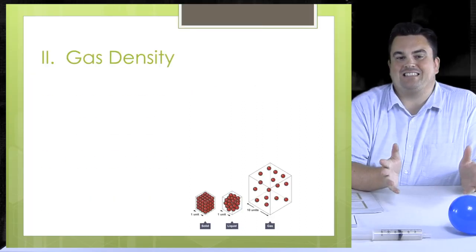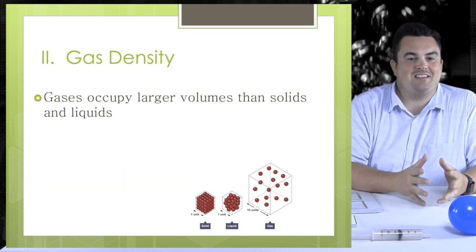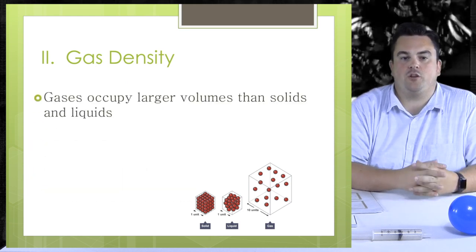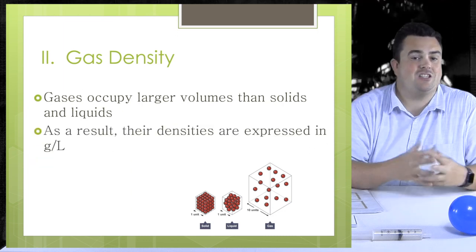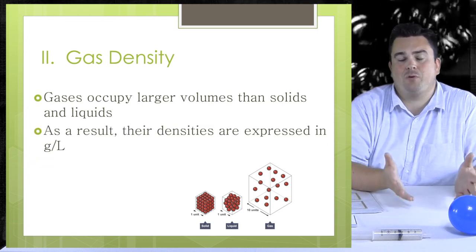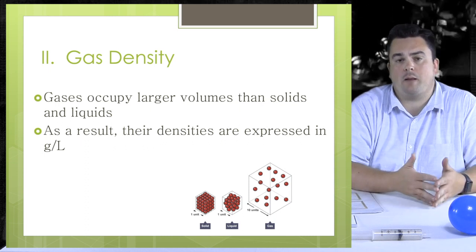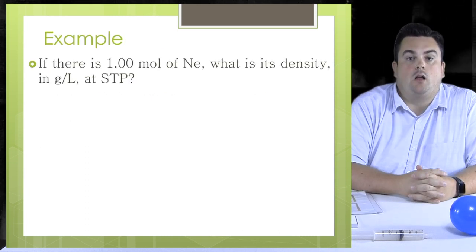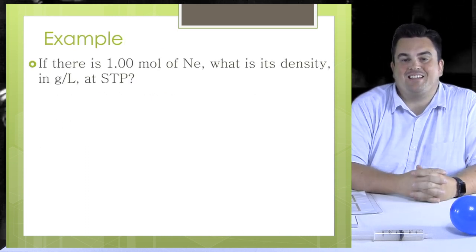Let's talk about gas density. So gases occupy larger volumes than solids and liquids. As a result, their densities are expressed in grams per liter, as opposed to grams per milliliter or grams per cubic centimeter. All right, we're going to do an example here of gas density.